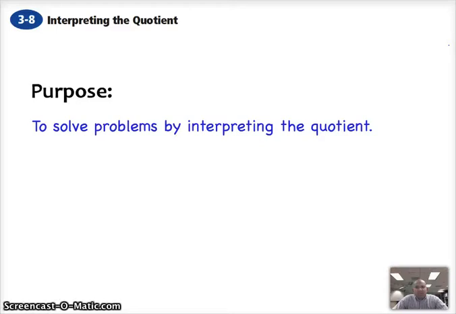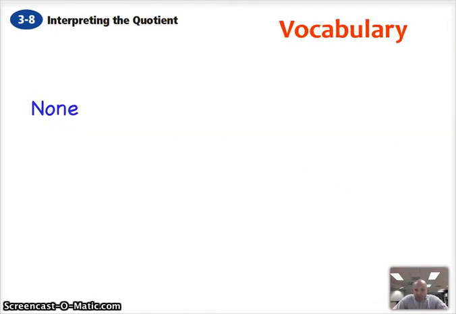Hi class. Today's lesson is lesson 3-8. It's on interpreting the quotient. Now we've studied how to divide decimals by whole numbers and divide decimals by decimals. Now we're going to look at the word problems associated with division, and we're going to be able to interpret that answer for our use. Our purpose, please copy this down, is to solve problems by interpreting the quotient. There's no new vocabulary for this.